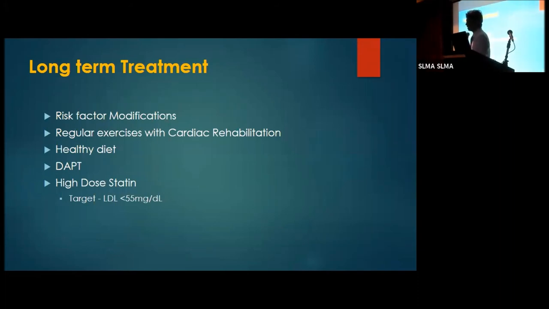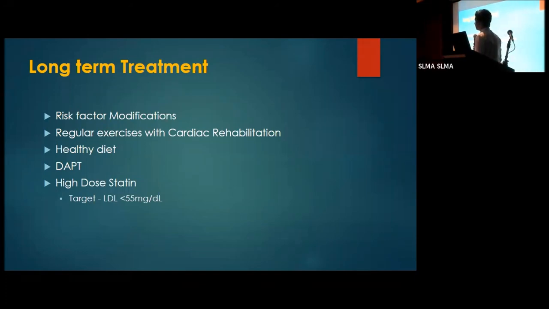So that is the first case scenario that we encountered with the patient with inferior STEMI. So it's not just treating the coronaries, but you have to make sure the patient goes home and stays well for the rest of his life, because it has to be managed in two arms, pharmacological and non-pharmacological.